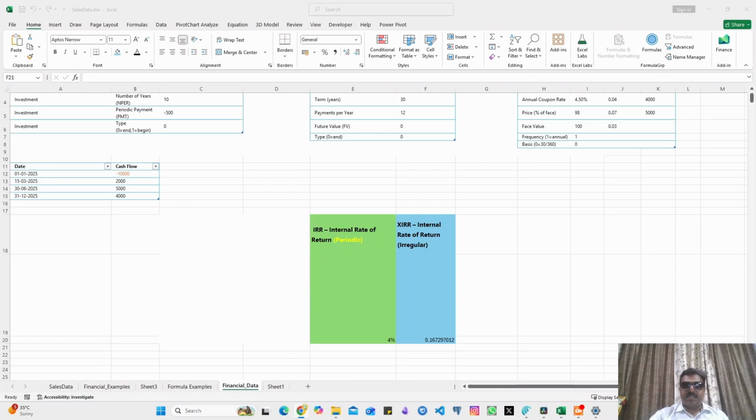Welcome back, friends. We have previously discussed how to calculate the project value, but today we are tackling the most requested metric by executives and investors, that is XIRR.